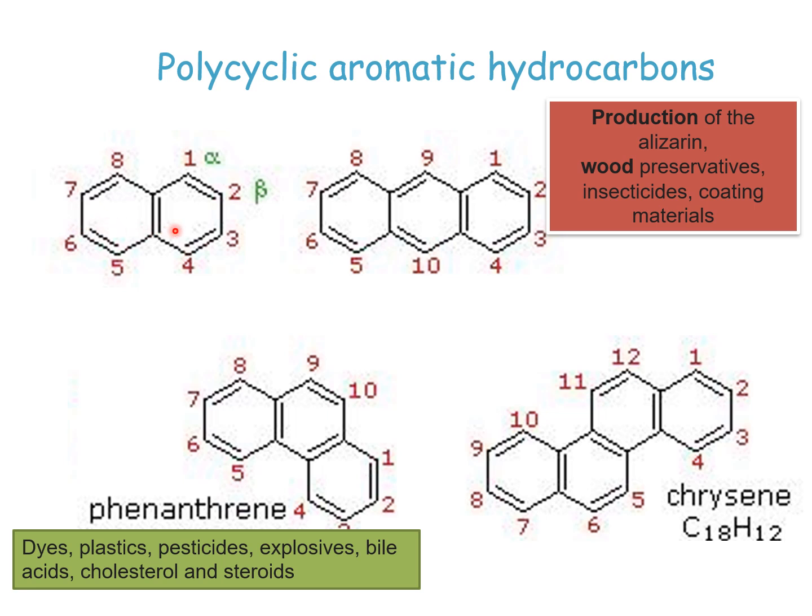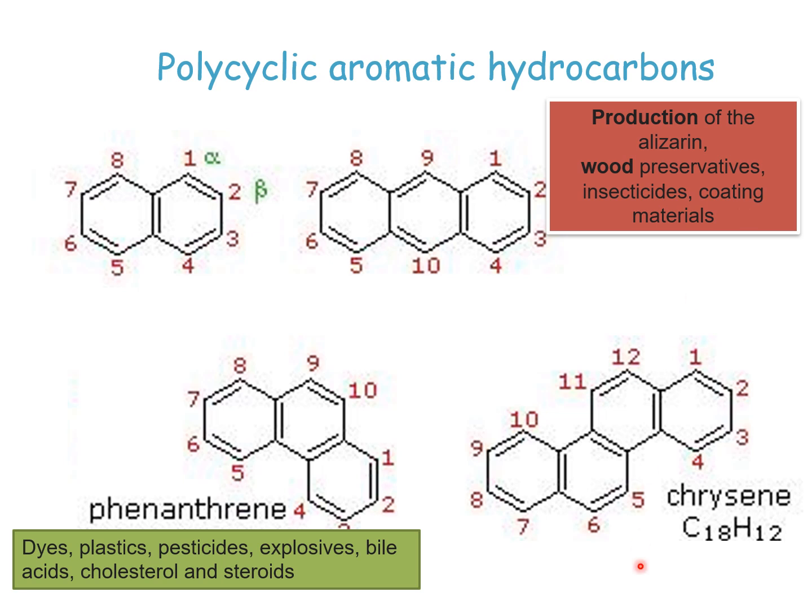When a benzene ring is fused with another benzene ring, we get naphthalene. 3 benzene rings give us anthracene. If out of anthracene one ring is attached in the angular way to the remaining 2 rings, we get phenanthrene, and that phenanthrene is used in dyes, plastics, pesticides, explosives, bile acids, cholesterol and steroidal synthesis. Even anthracene finds its use in synthesis of the dye alizarin, wood preservatives, insecticides, coating materials.